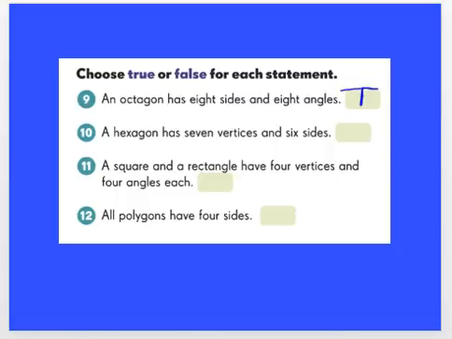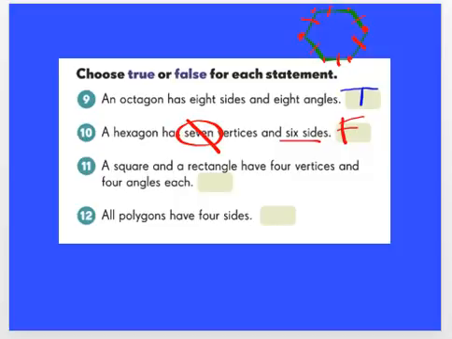A hexagon has 7 vertices and 6 sides. So remember what vertices are. Those are the points that the 2 sides meet up at. So I might have to draw a hexagon to really be able to answer this question in the best way that I can. All right, here's a hexagon. Let me count the vertices. 1, 2, 3, 4, 5, 6. Yes, there are 6 vertices. So there's not 7. So already this is part false. And 6 sides, 1, 2, 3, 4, 5, 6. Yes, this part's true, this part's not, which means I have to say the statement's false.